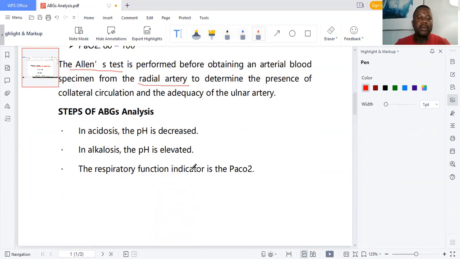And now what is important for our class for today is on the calculation. So I'm going to give you some steps which we are going to follow. First, what we have to know is that in acidosis, the pH decreased, okay? The pH is decreased, okay? In alkalosis, the pH goes up.